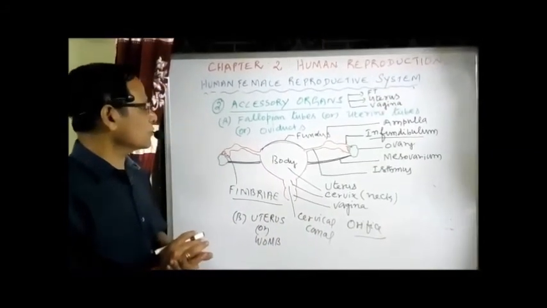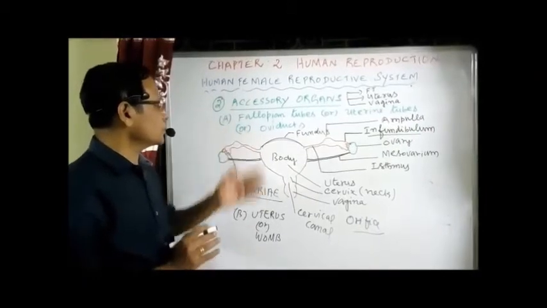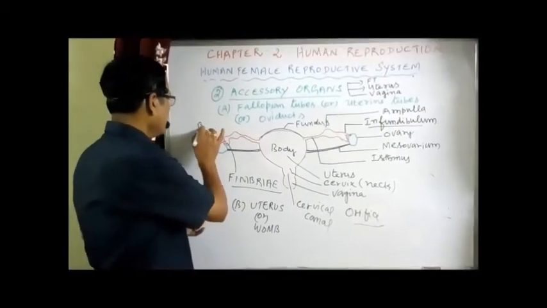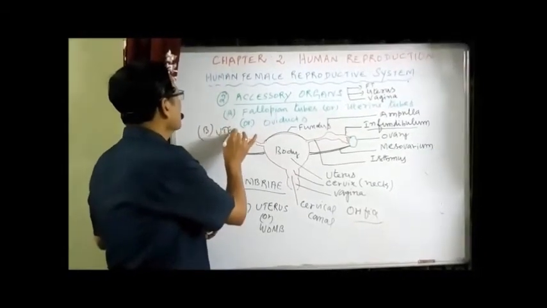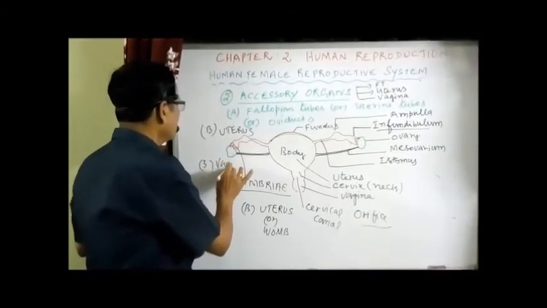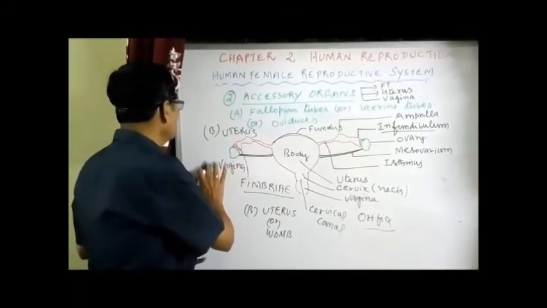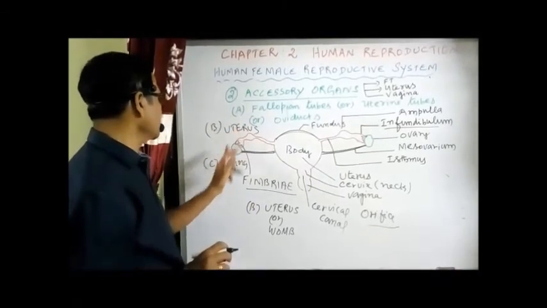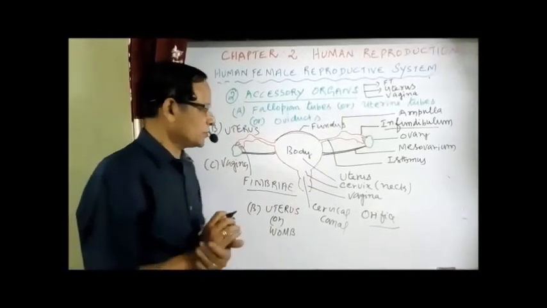Now the next one, the vagina. The fallopian tube; the second one, the uterus, which I described; and the third one, the vagina. So: fallopian tube, uterus and vagina. So far I have described the uterus.